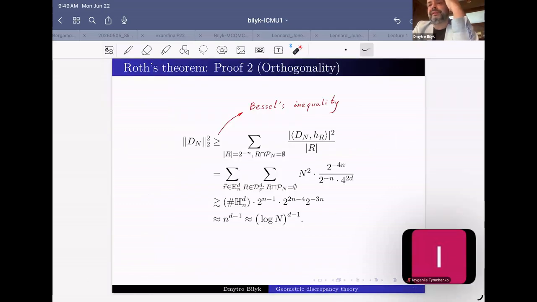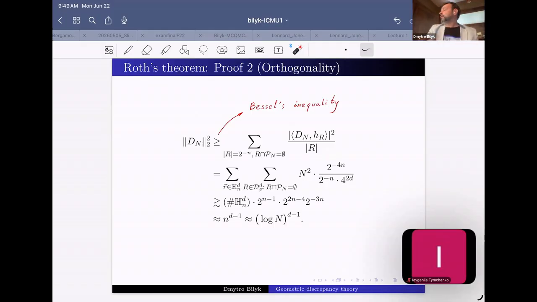You can also do the proof without using duality. I will not go into details. It's of the same type, so you can just use Bessel's inequality. All of these Haar functions are orthogonal, so you use Bessel's inequality, and then you just restrict your attention to empty rectangles, and it's the same computation. I will not go into details.